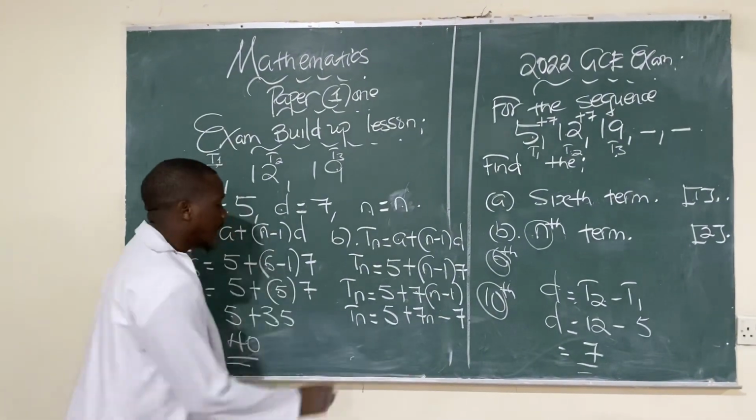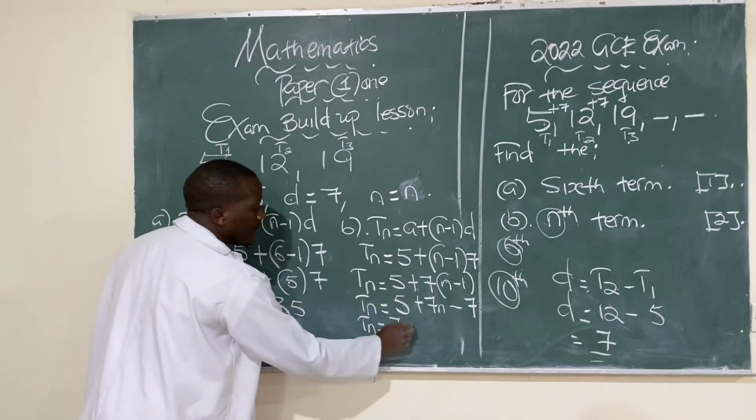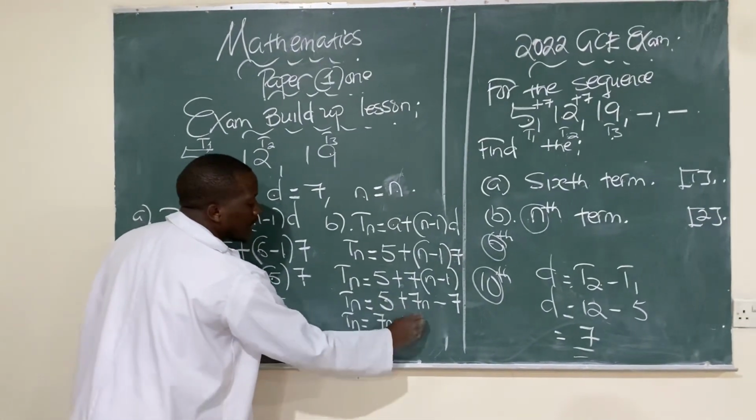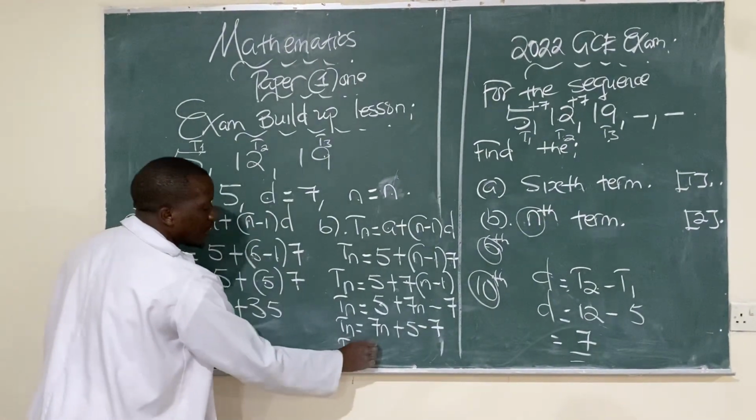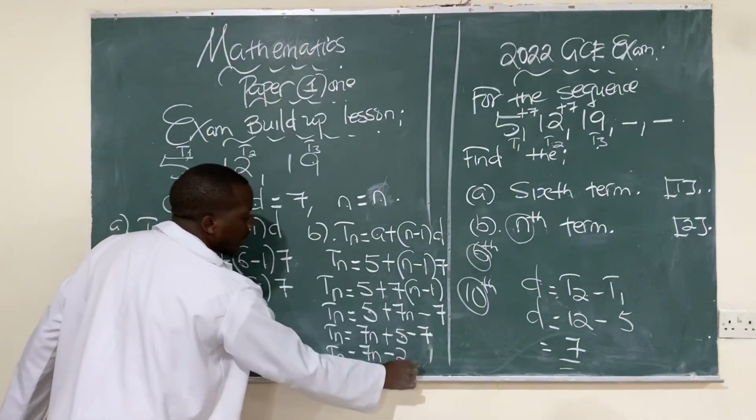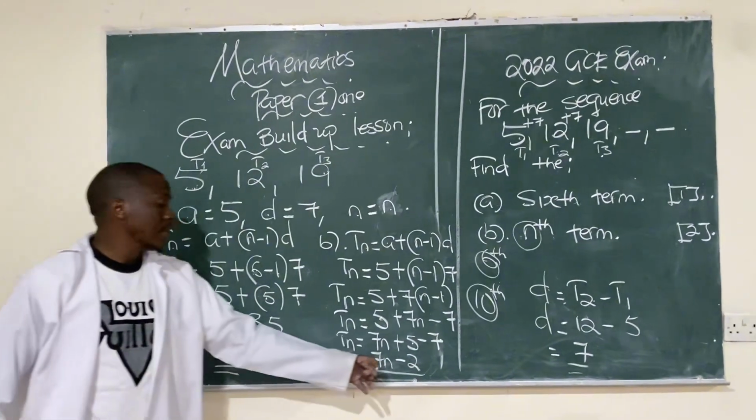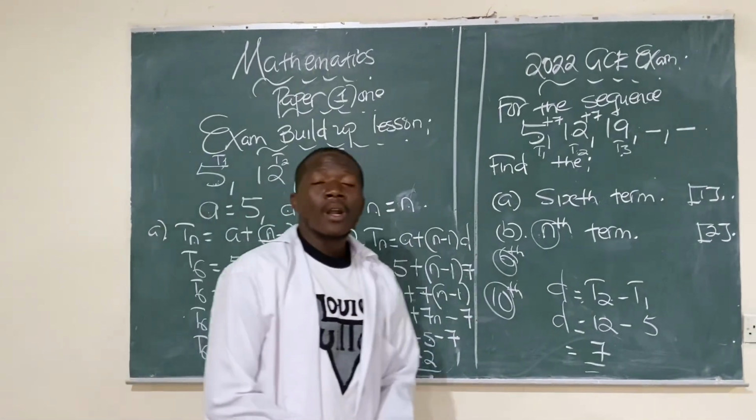I can collect like terms. So I'm going to say Tn equals 7n, then plus 5 minus 7. So Tn is going to give us 7n, then 5 minus 7 is going to give us negative 2. So the answer is 7n minus 2. That is the formula for the nth term.